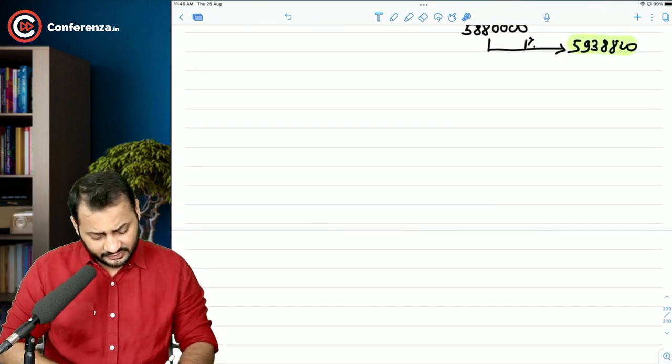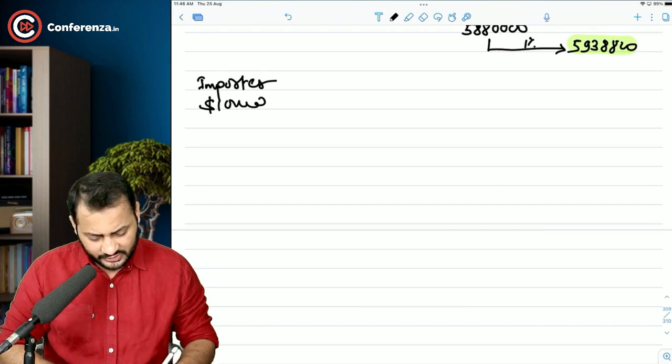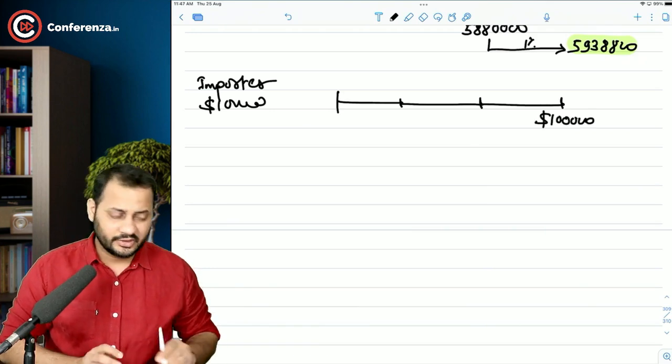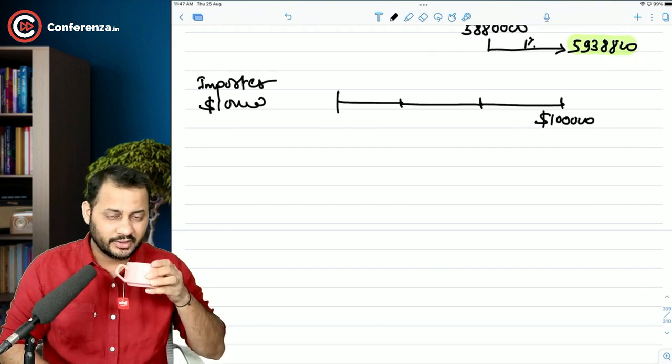Let's say I will just take another example, not to confuse with the existing one. Let's say we are an importer and we have $1 lakh payable, and we would pay $1 lakh at the end of 3 months. So we got a credit period of 3 months to make the payment to the supplier in the other country.